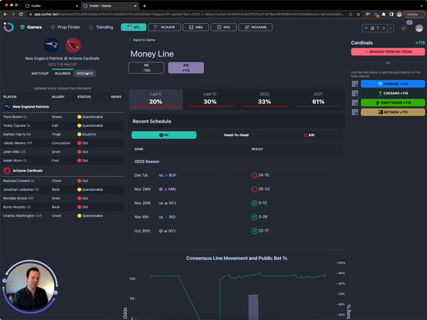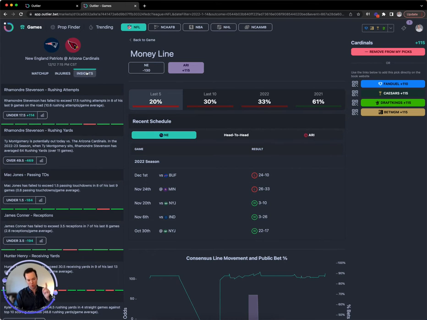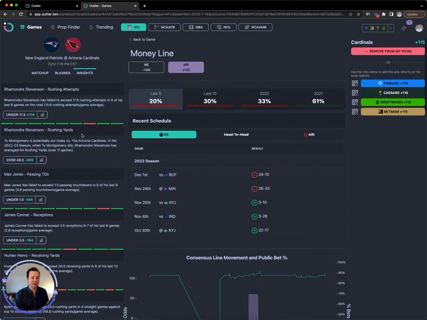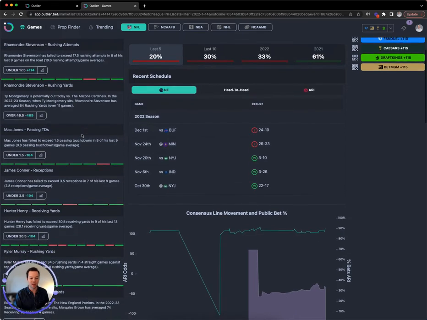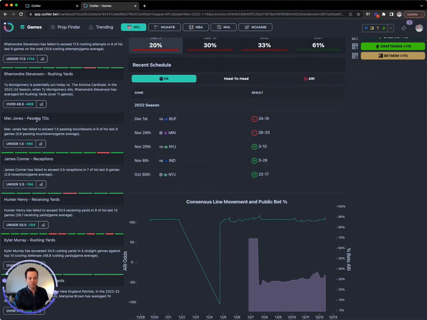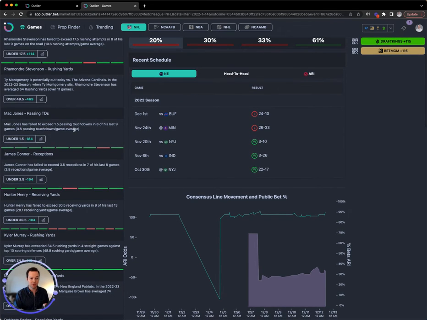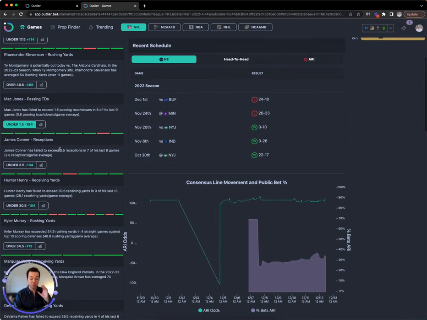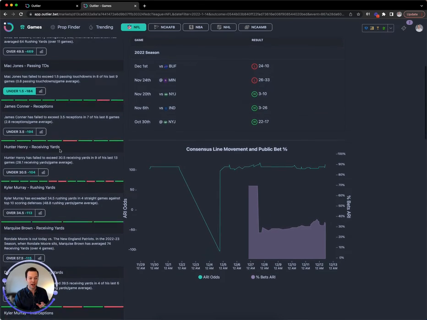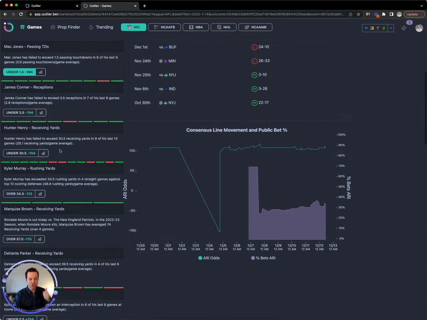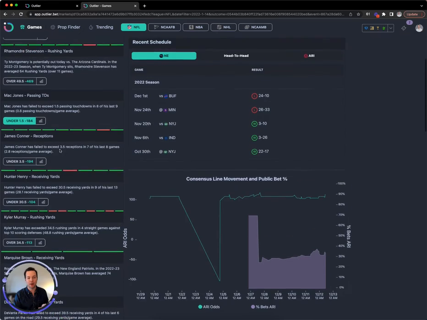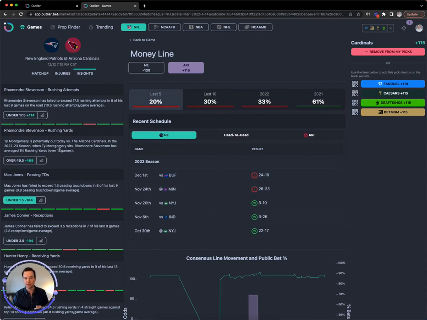Third are the insights. I'm not going to spend too much time here because we'll look at these again in trending, but here I can actually see some really interesting insights. Let's see, Mac Jones, passing touchdowns. Mac Jones has failed to exceed 1.5 passing touchdowns in 8 of his last 9 games. Okay, that's interesting. Maybe I'll take that bet, right? Again, I click it, it adds it to my picks. There are some far deeper insights here about injuries and relative play time, etc. We'll get into that later.